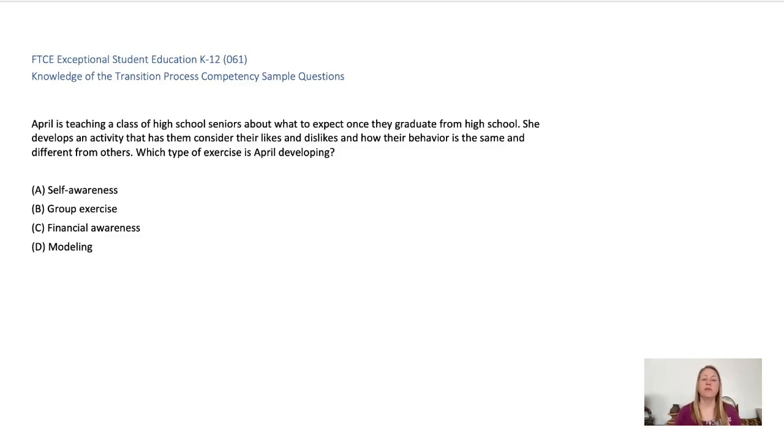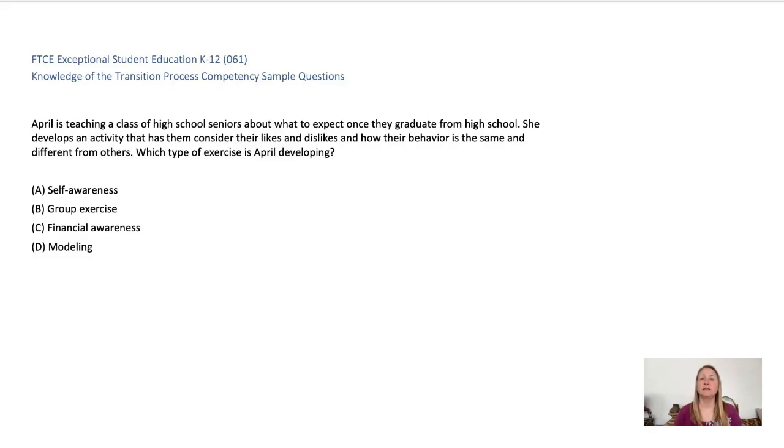April is teaching a class of high school seniors about what to expect once they graduate from high school. She develops an activity that has them consider their likes and dislikes and how their behavior is the same and different from others. Which type of exercise is April developing? A, self-awareness, B, group exercise, C, financial awareness, or D, modeling.